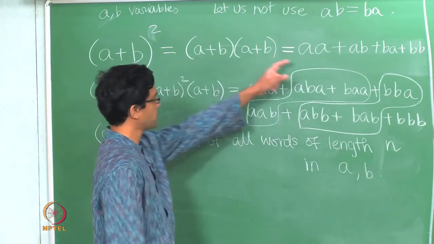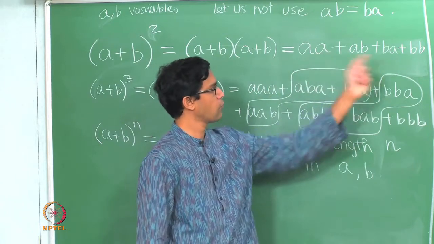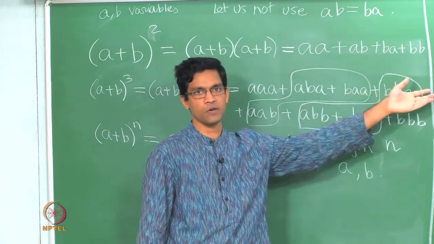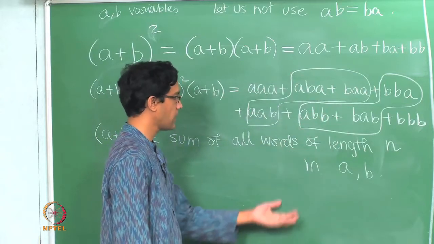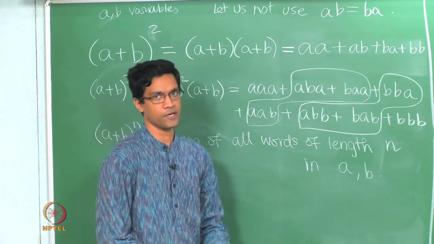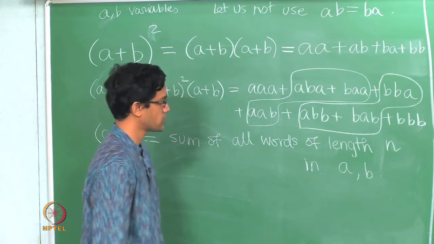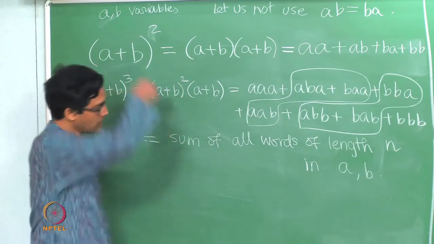So observe, (a+b) squared has four terms which are basically all possible words of length 2. Here there are 8 terms which are all possible words of length 3, and so on. In general you have 2 power n terms consisting of all possible words of length n in A and B.